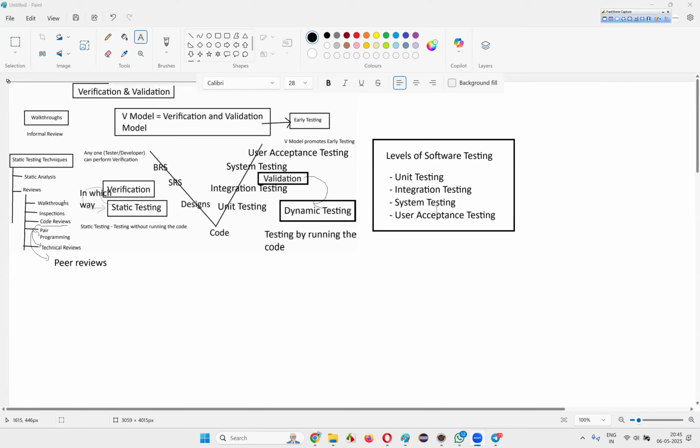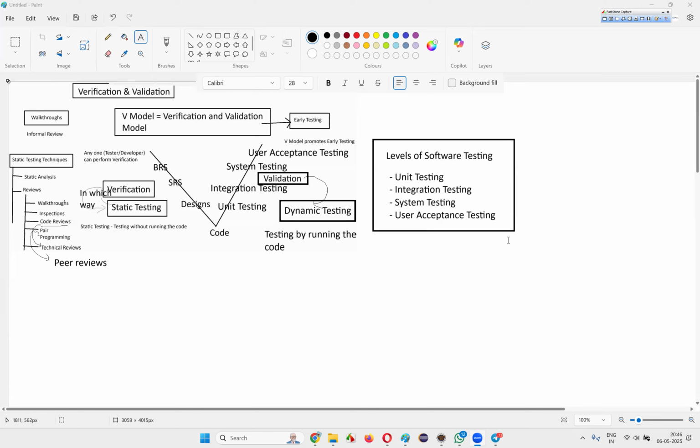All these levels of testing will be done in a dynamic testing way, which means that while doing this testing, the code will be running. In order for a software tester to do unit, integration, system, or user acceptance testing, the code needs to run. That is dynamic testing. Validation testing will be done in a dynamic way, by running the code. All these levels of software testing need the code to be run.